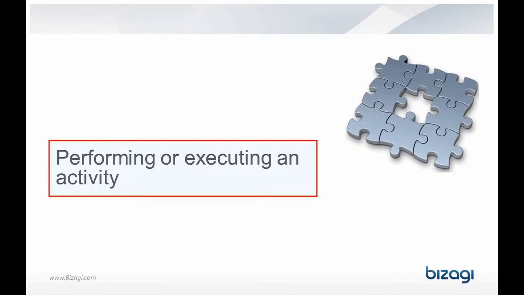Performing or executing an activity. In this video you will learn how to send information from an external system to perform a specific activity by invoking the Bisagi SOA layer and relating the information to an open case. To illustrate this, we will use the following example.